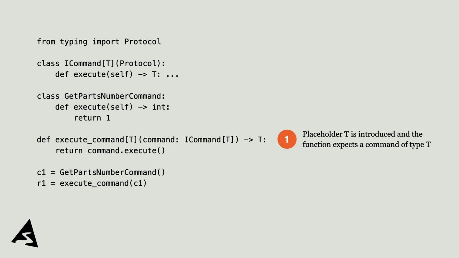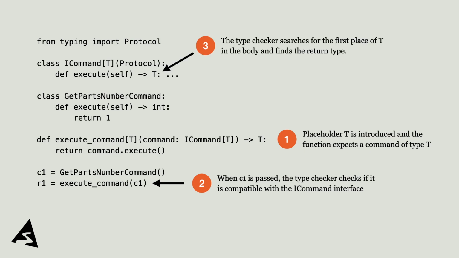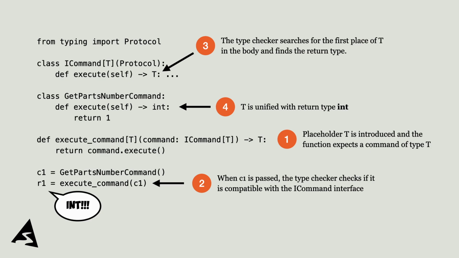Placeholder t is introduced and the function expects a command of type t. When C1 is passed, the type checker checks if it is compatible with the ICommand interface. It is, and it searches for the first place of t in the body and finds the result type. It unifies t with the result type of the concrete command, and from that moment, the execute command function substitutes t with int. And when I hover over R1, the IDE reports its type is int.